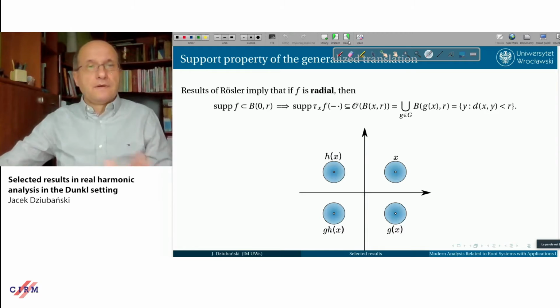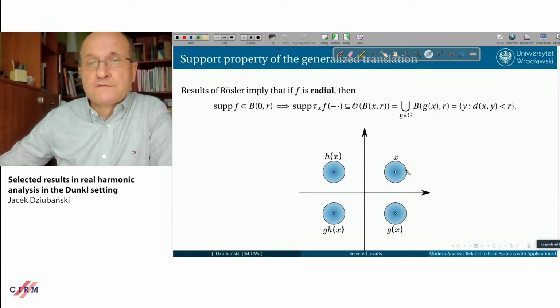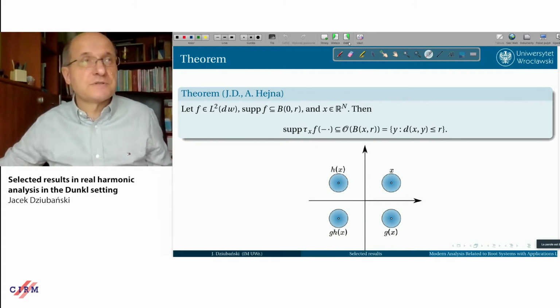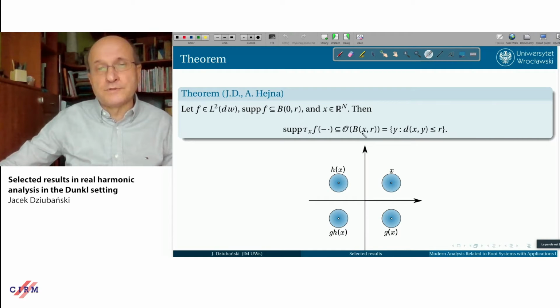On the other hand, the already mentioned result of Margit-Ressler implied that if f is radial and f is supported by the ball centered at 0 and radius r, then the support of the generalized translated function is contained in the orbit of the translated ball. So this is the translated ball, and this is its orbit. It can be written also by the use of the orbital distance. So now, our first result is that we may skip the assumption that f is radial. Now we have an L2 function whose support is contained in the ball centered at 0 and radius r, and this theorem says that the generalized translation of such a function is contained also in the orbit of the translated ball.